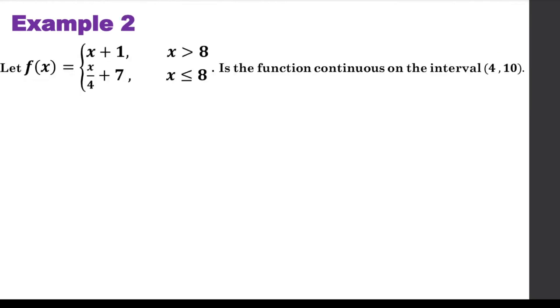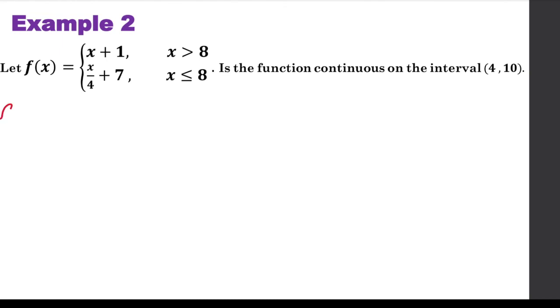Another example, let us identify if the given piecewise function is continuous on the given interval. So we have x plus 1 and x over 4 plus 7. These are both polynomial functions. And polynomial functions are continuous everywhere. But since this is a piecewise function, this function may possibly be discontinuous at 8. So let us try to verify.